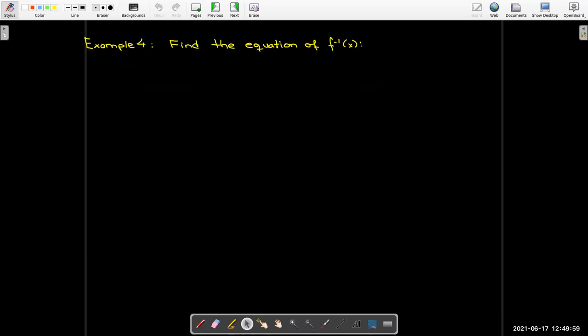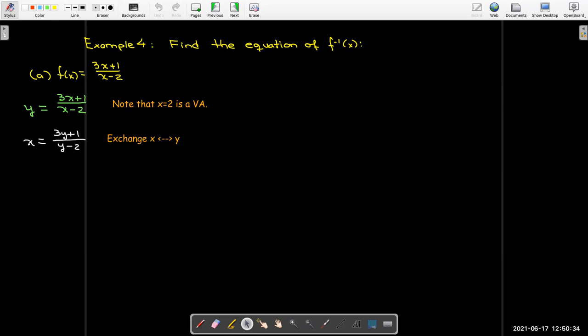So let's look at some examples. First example, we have this rational function, f of x equals 3x plus 1 over x minus 2. So our first step would be to go ahead and replace f of x with y. Now, note that x equals 2 is a vertical asymptote for f. So at the end, as a check, I'm going to see if y equals 2 is a horizontal asymptote. If y equals 2 is not a horizontal asymptote of the inverse, then I made a mistake. So wherever I see an x, I've replaced it with a y, and I replace my y with x.